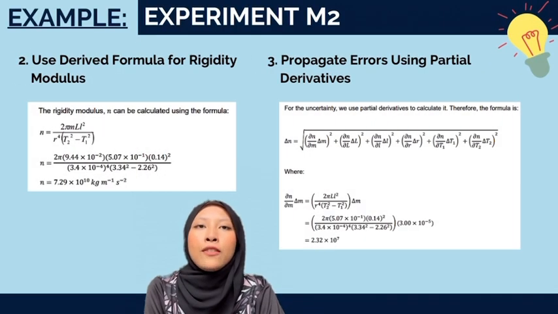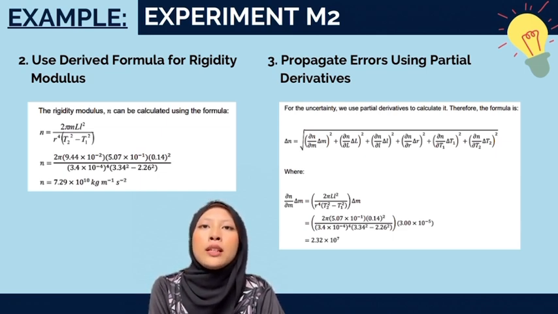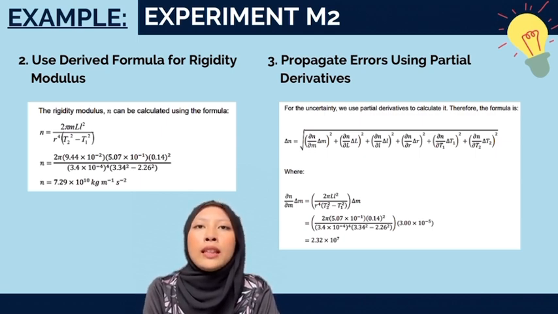Next, we use the derived formula, which is n equals 2 pi m L squared over r to the power of 4 times t2 squared minus t1 squared. Find the value of rigidity modulus of the wire. So we get the rigidity modulus equals 7.29 times 10 to the power of 10 kilogram per meter per second squared.